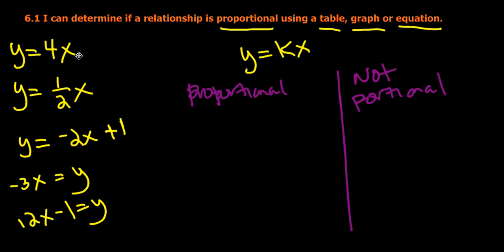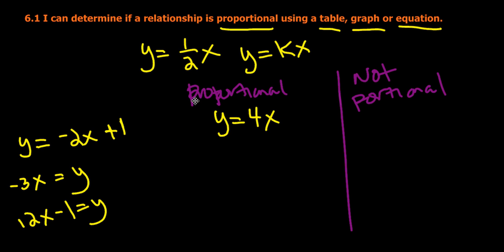If we take a look here, we have y equals 4x. Is this in the same form? Well, my y is there, my equals is there, my k looks like it's a 4, and I have my x. So yes, that is proportional. Let's take a look at this one. y equals 1/2 times x. So I have my y, I have my equals, my k, it looks like, is 1/2, and I have my x. Looks good to me, proportional.